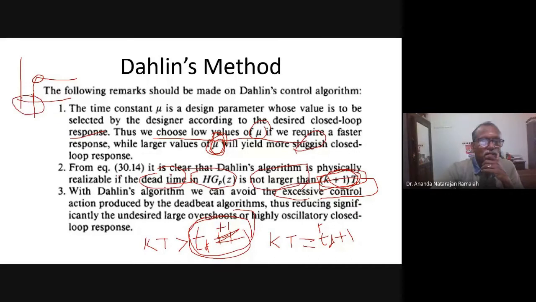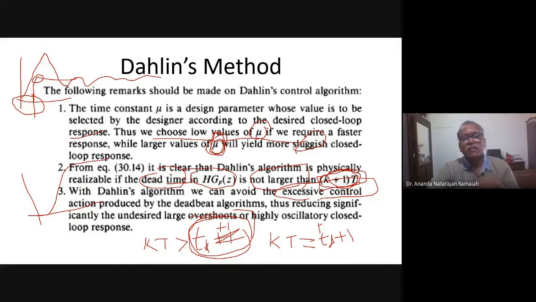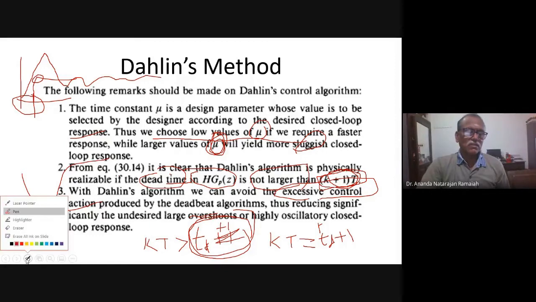So overshoot will be large, and because of that, oscillation will be more. That we can avoid because we designed the controller for dead time plus first order response. That's why this can be significantly reduced in Dahlin's. That is the second advantage.